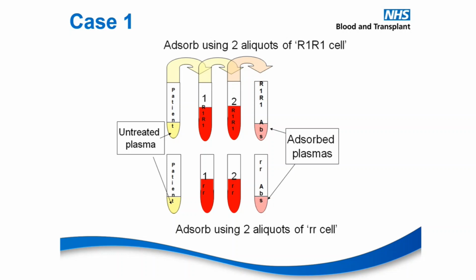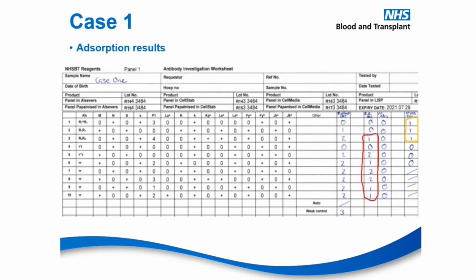Once we perform the absorptions, we would then panel the absorbed plasma out using the same antibody panel. We need to use this absorbed plasma to prove the presence of an anti-D. Here, the red is highlighting the presence of an anti-little c, and the yellow is highlighting the presence of an anti-D, albeit a fairly weak anti-D.